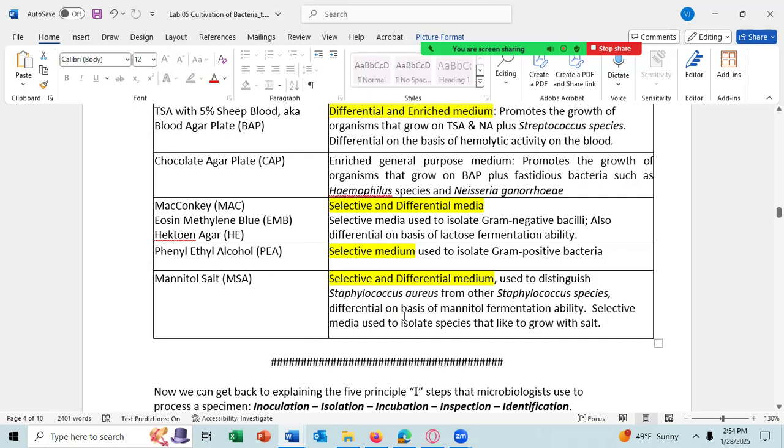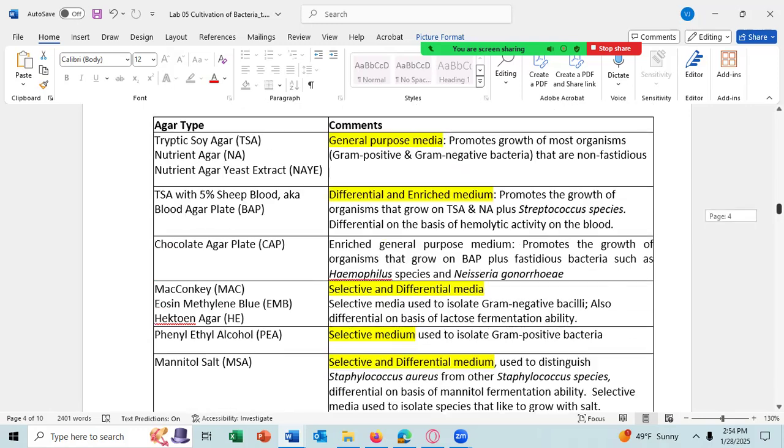It says it is used to distinguish Staphylococcus aureus from other Staphylococcus species. That is true, but do realize that other bacteria can grow on mannitol salt agar besides Staphylococcus. Micrococcus luteus can grow on a mannitol salt agar plate, and it is not of the Staphylococcus family. All right, any questions about the different types of media?